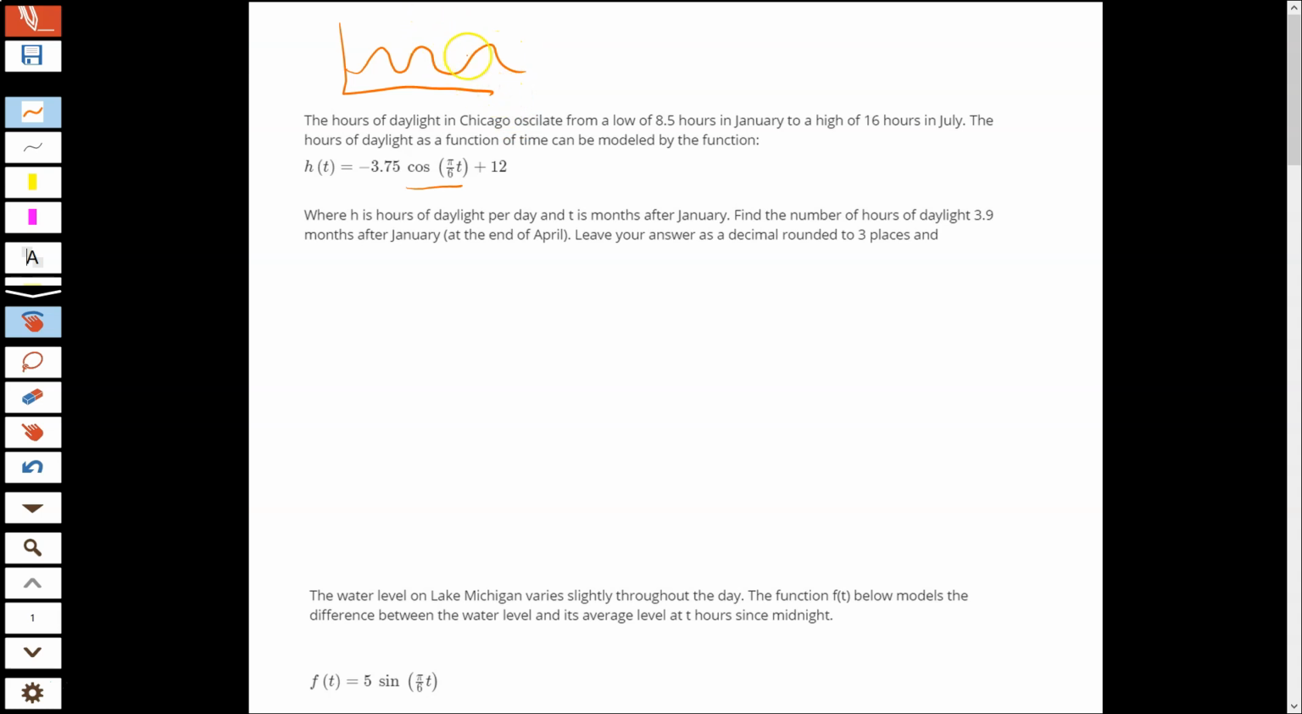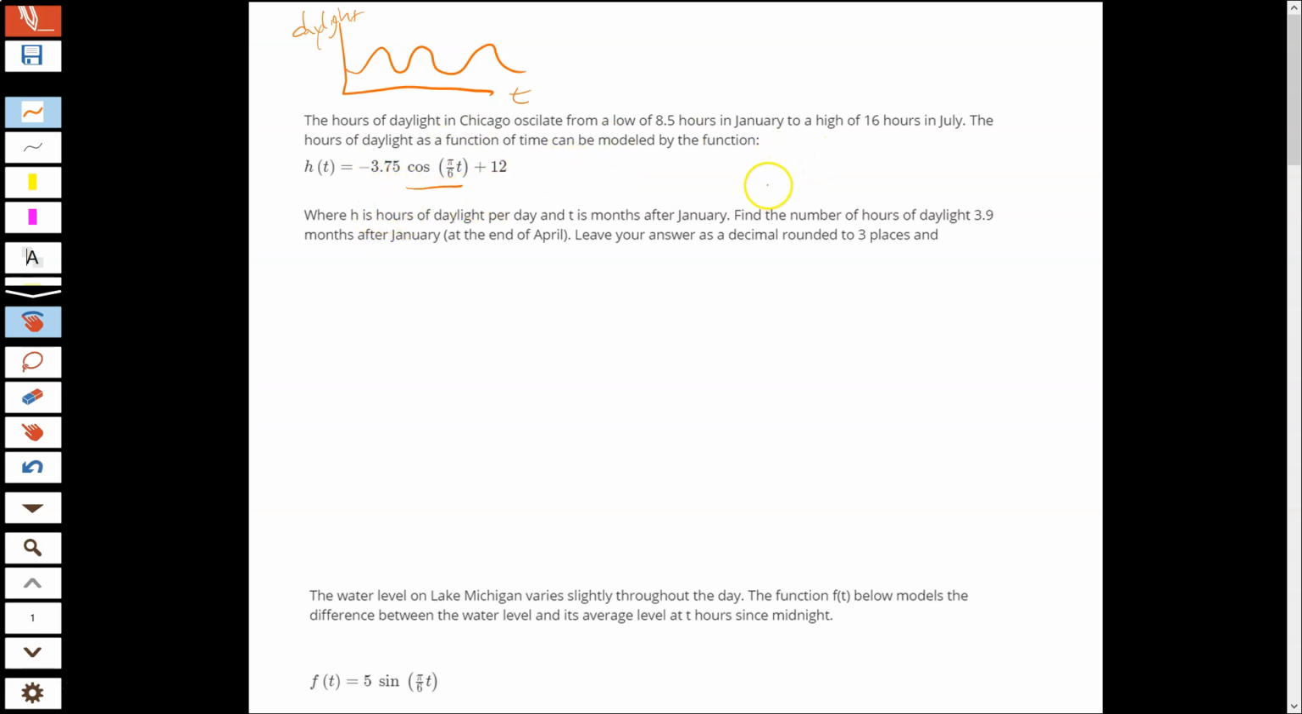So in this case, we're talking about time and daylight for this particular example, right? So it says the hours of daylight in Chicago oscillate. Oscillate just means kind of goes back and forth like this, from a low of 8.5 hours in January to a high of 16 hours in July. So we already knew that, right? The days are longer in the summer, very, very short and depressing in the winter, right? So we could use a trig function to model that.